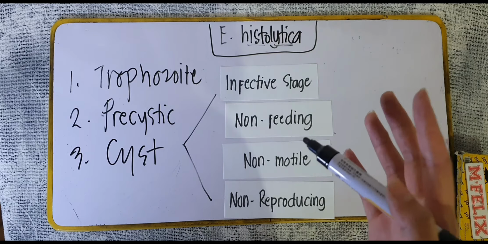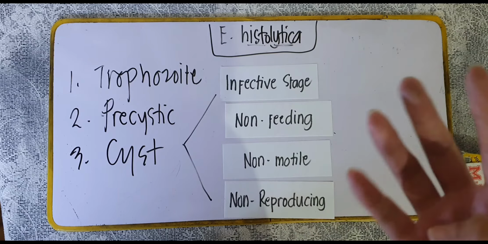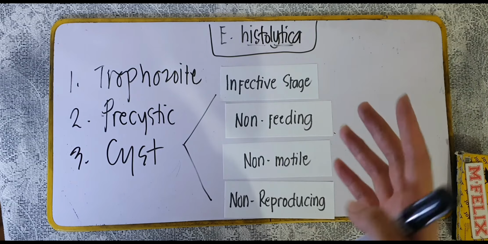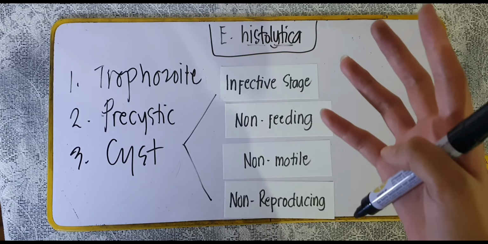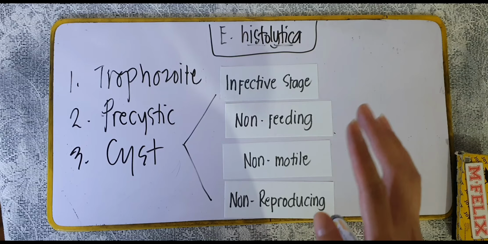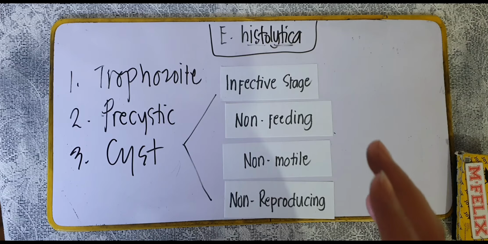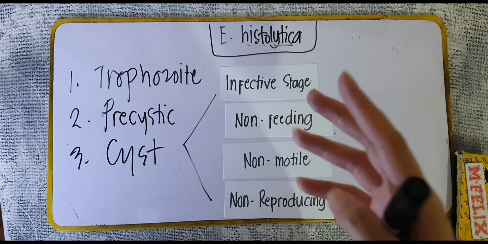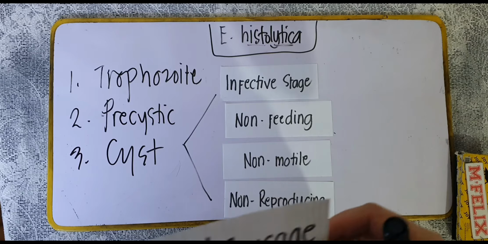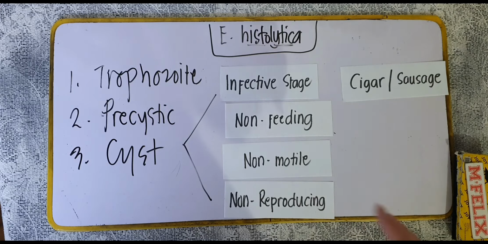And then, what else is important about the cyst? They are very resistant to adverse conditions, just like the acidity of the stomach, desiccation in the environment, or even a moist environment. So our cysts can survive. Now, they have these chromatoidal bodies. To know that it is E. histolytica, you can base it on the appearance of their chromatoidal bodies, which are said to resemble a cigar or sausage shape. Chromatoidal bodies.